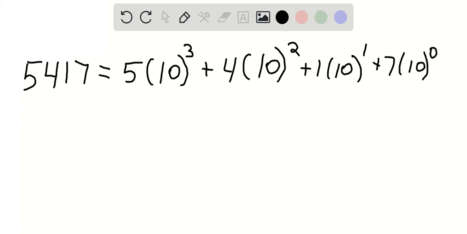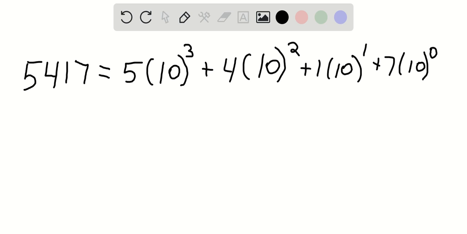Okay, so many people think of a base as the number of digits we use to count. For example, in our base 10, we have 10 symbols, right? We have these 10 symbols: 0, 1, 2, 3, 4, 5, 6, 7, 8, 9. That's it. We can count forever with these 10 symbols. But instead, we can think of a base in the following way.